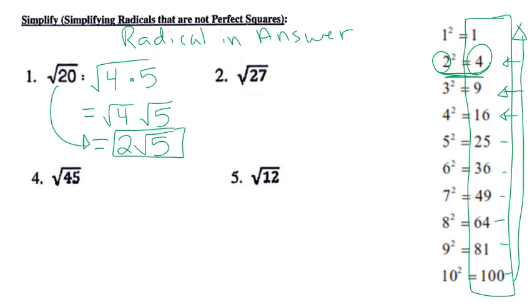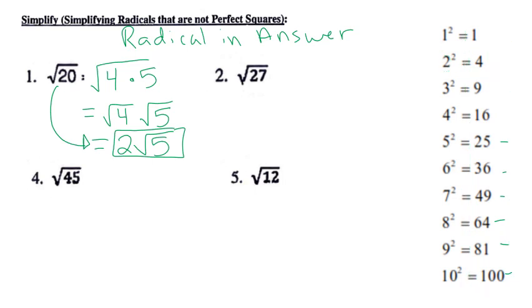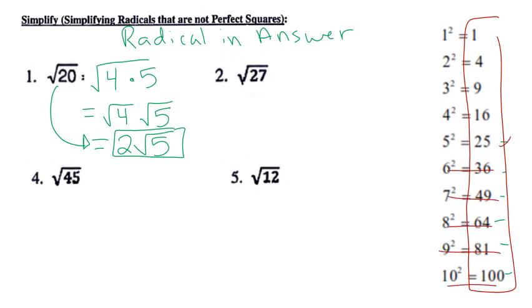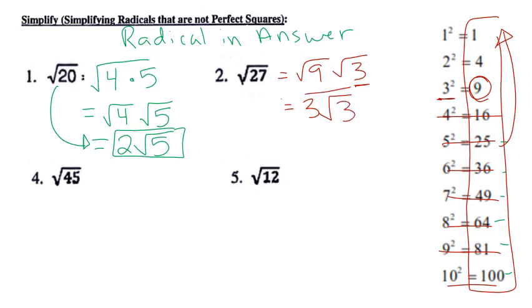For question number 2, it's the same thing. So 27 is not a perfect square. And so we're going to, again, look at this list. All of these are too big. And I'm going to see which of these 27 is divisible by. So 27 is not divisible by 25. It's not divisible by 16, but it is divisible by 9. So I'm going to rewrite this as 27 is going to be 9 times 3. And the square root of 9 is 3. And then radical 3, I can't go any further. So my final answer is 3 radical 3.